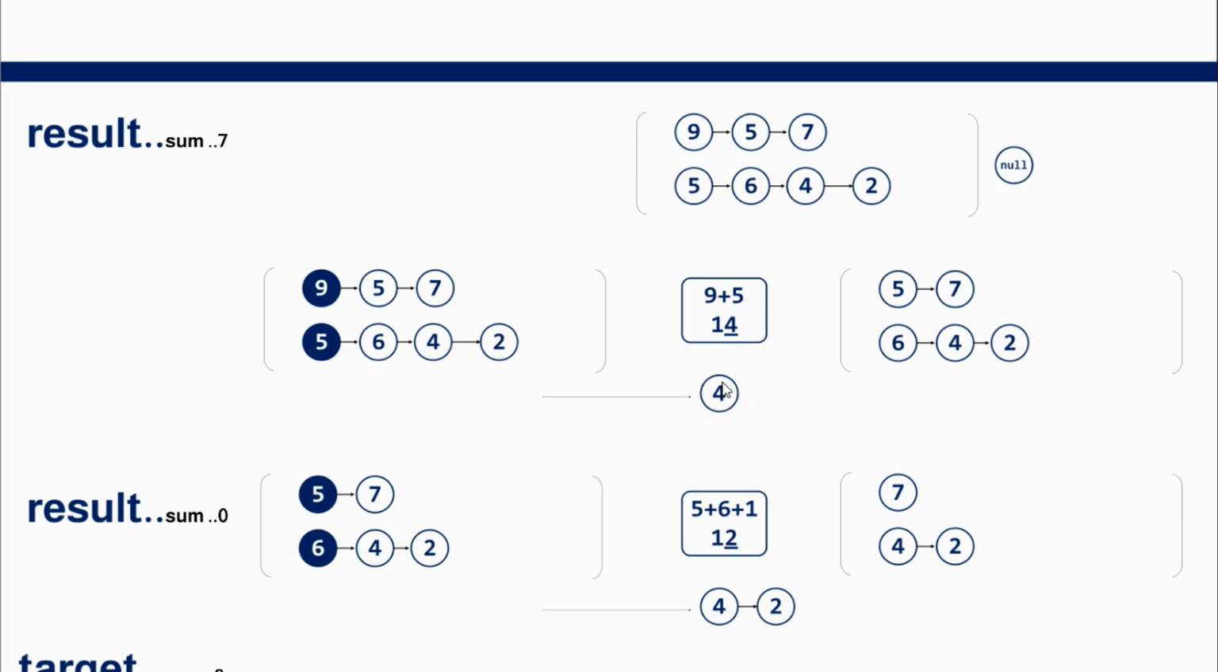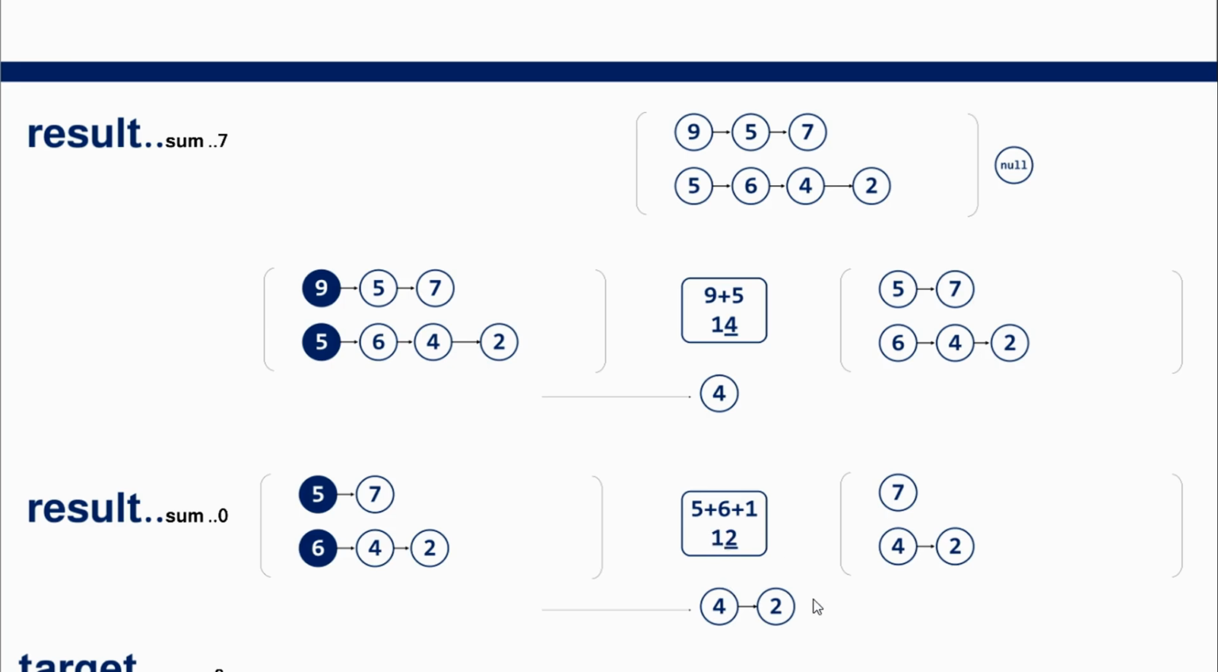Now our pointer will move to the next node from each linked list. So list 1 head is pointing to node 5 now, and list 2 head is pointing to node 6. So add 5 and 6 and we have one carry, so it is 12 now. From 12 we'll keep the last digit in our resultant list. So now our resultant list is 4 2, and we'll carry over this 1.